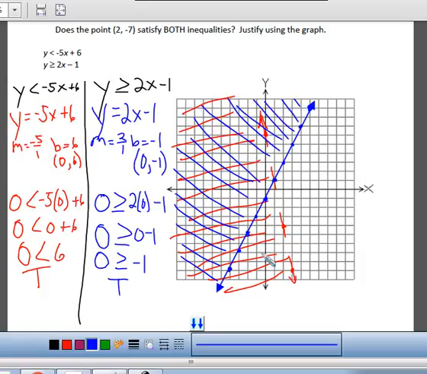Now, the solution is right here. So put a big S right here where the solution is. And essentially it's this part right here.